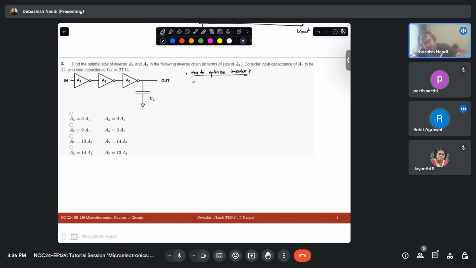So you should consider delay, power dissipation, right? Yes. So we'll first discuss how to optimize the inverter from the delay point of view. So, delay in inverters.